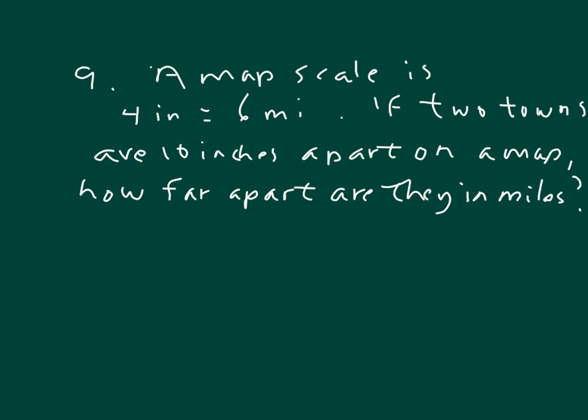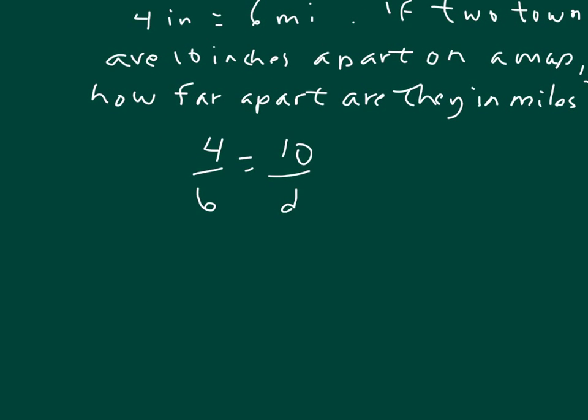So we would say that 4 to 6 is the same as 10 map length. So 4 inches, 10 inches, they match up in position. And we can say D here if you want to for distance. So when we solve it, we're going to go 4D equals 6 times 10. Divide both sides by 4. We can see this is 60 divided by 4, which is 15.